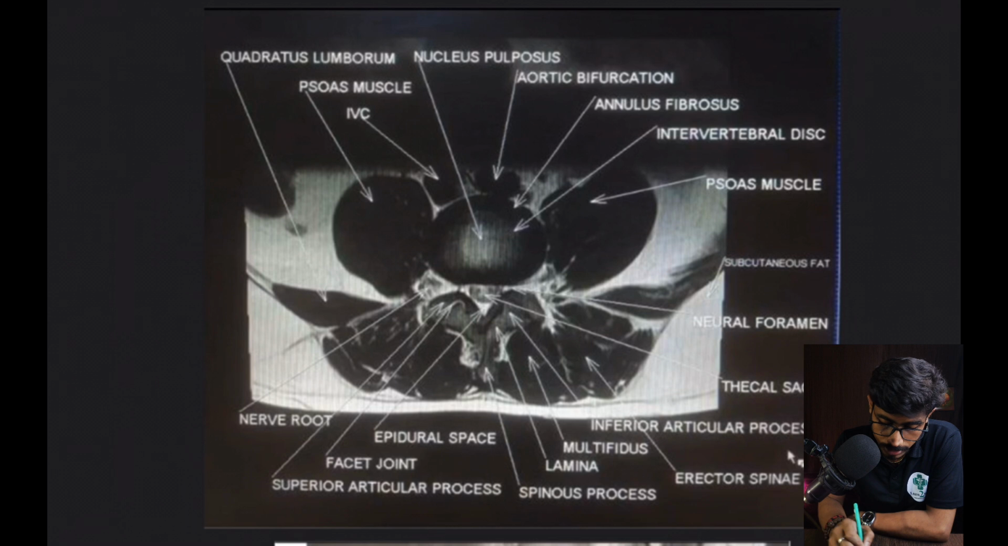Then you can see the inferior articular process. Here you can see the lamina, and here the facet joint. This is the superior articular process, where the inferior articular process of the upper vertebra gets attached. Here you can see the nerve root coming out on both sides, and there is the neural foramen. So these are all the basic structures that you can easily identify. Quadratus lumborum is also given.